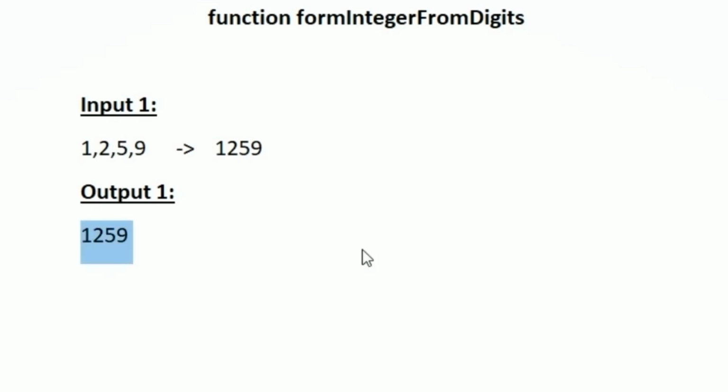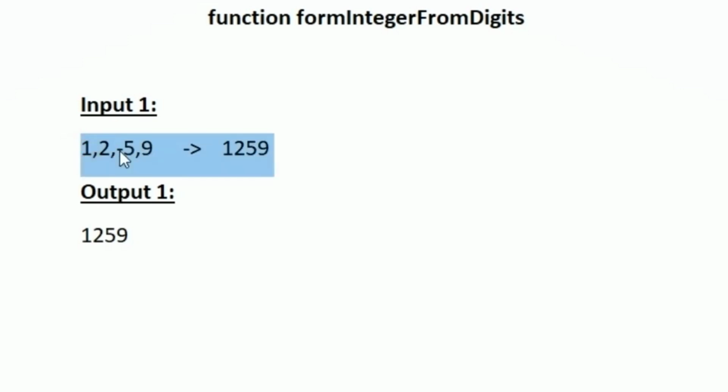So that is what we are printing in our output. This is our task. Suppose if any of the digits is negative, then our output will also be negative. For example, if we assume the digit 5 to be negative, then our output would be minus 1259.